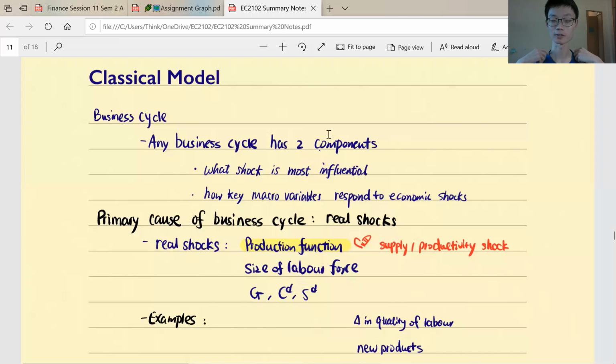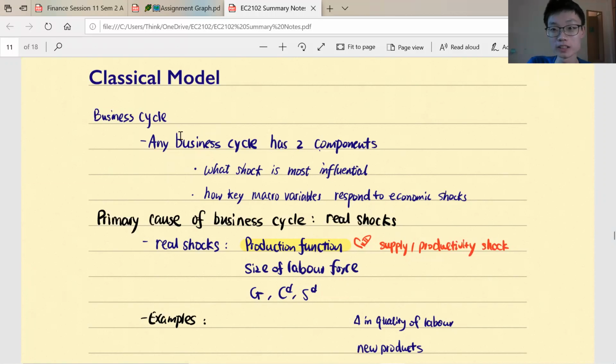Okay, good morning, everyone. Today I'm going to review the concepts of macroeconomics, one of the important concepts, and that is the classical model. There are mainly two schools of thoughts in macroeconomics. One is classical, one is Keynesian. So today we're going to go over classical as well as Keynesian, but first, classical.